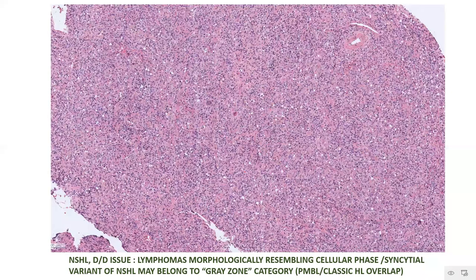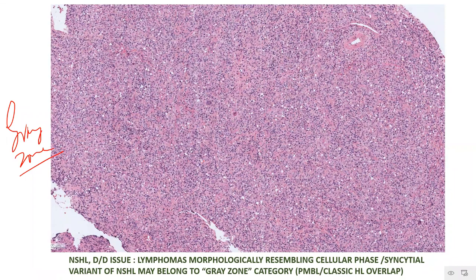Now, this is a gray zone lymphoma. A gray zone lymphoma in the mediastinum is one where morphologically you have the suspicion of either a primary mediastinal B-cell lymphoma or a classic Hodgkin lymphoma of the nodular sclerosis subtype, that is a syncytial variant. But when you do IHC, if you had thought of a Hodgkin lymphoma, you find quite a few markers which do not belong to the category of Hodgkin lymphoma.